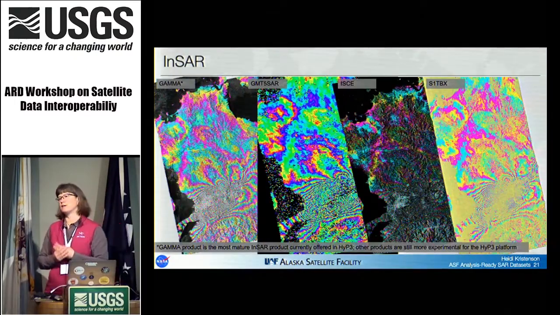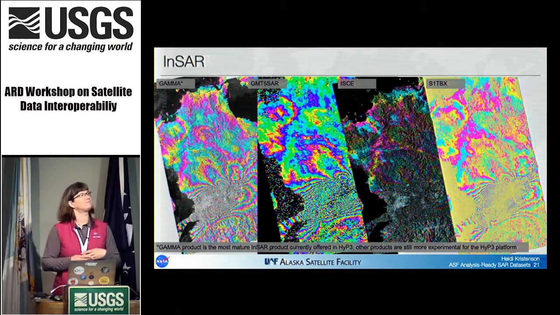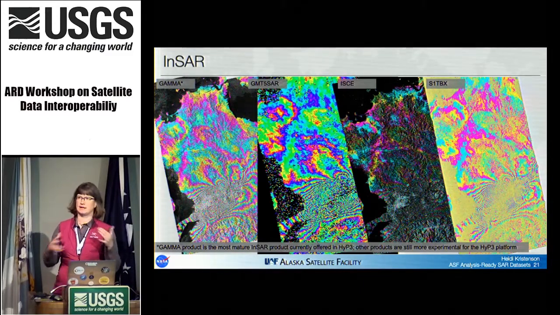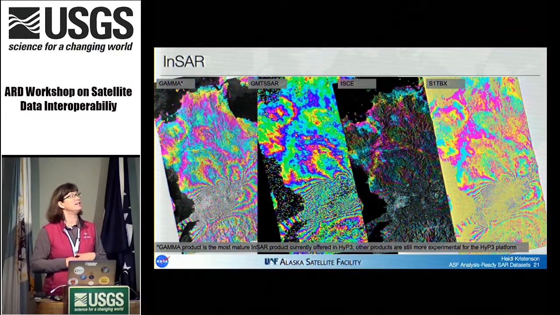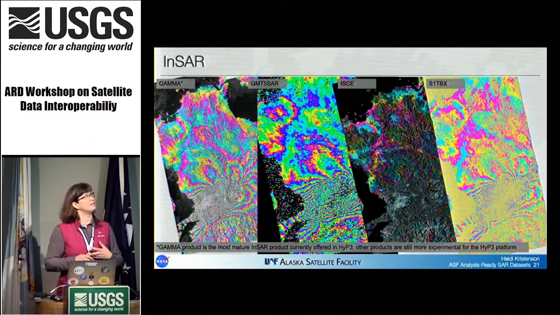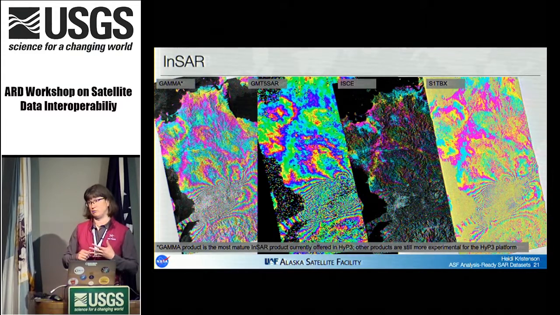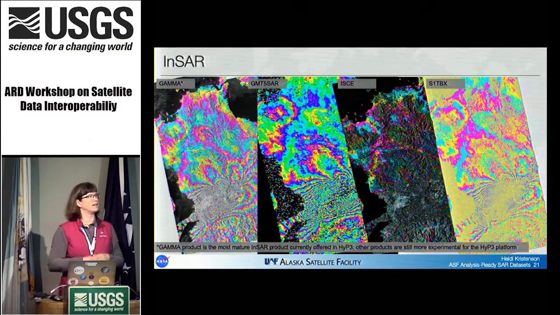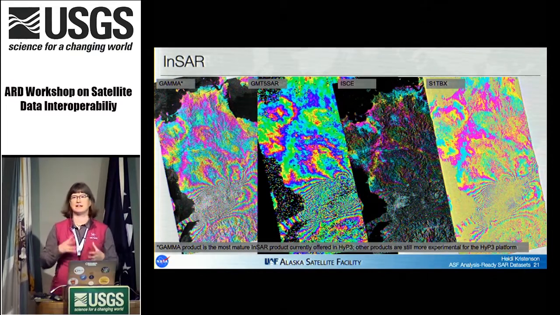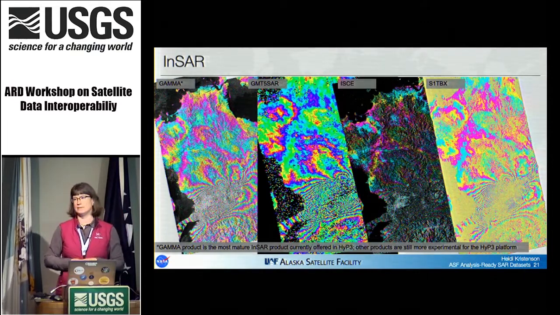We also support 4 different processors for InSAR. So again, our most well-developed product is the Gamma, using the Gamma processor. But we do have options for GMT5SAR, ISCE, and Sentinel-1 Toolbox. We don't have as much metadata developed yet. We're still working on writing up the README files and things for that. But you can download them, check them out, see if they meet your needs. And if you have any suggestions, please let us know.